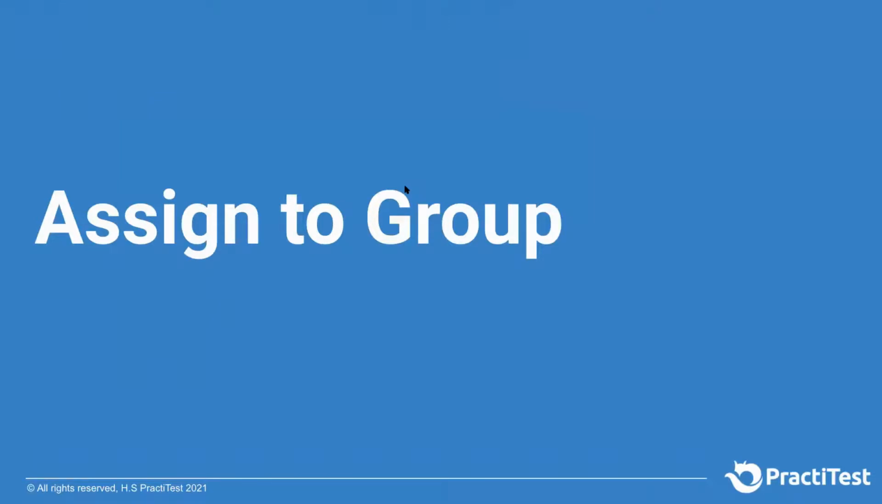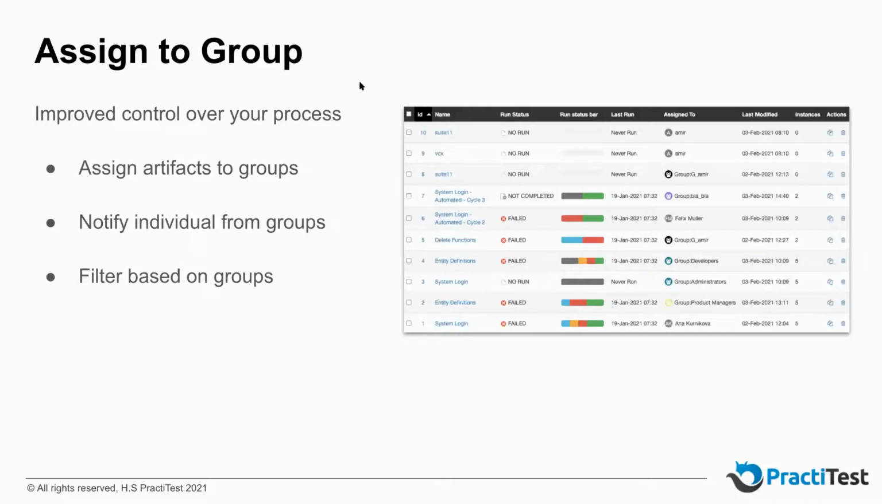The next piece of functionality that we added is something that is relatively simple, but I think it's very, very handy, especially in organizations where you're working with larger teams, and within those larger teams, you want to assign things not to a specific team member, but maybe to a general team in the organization. We call this assign to group.